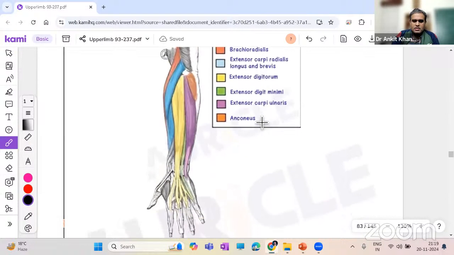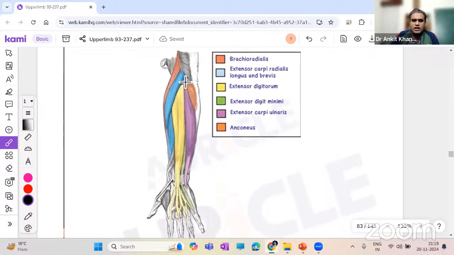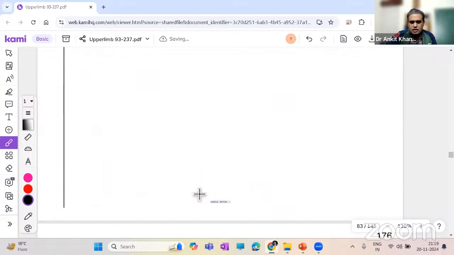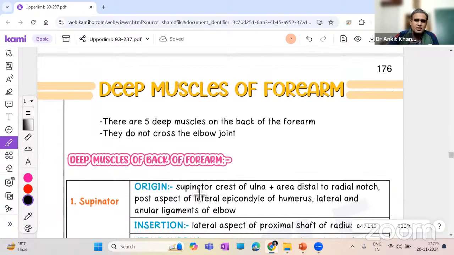Okay, then these are all the muscles that you can see. The brachioradialis right over here, let me label it. Then we have the ECRL and ECRB over here. Then you have this whole extensor digitorum. This will be the extensor carpi ulnaris, and the anconeus, which you have seen in the posterior arm. This is the anconeus over here. Some of these muscles, extensor digiti minimi over here. So you can see all these muscles. Then we can also see some of the deeper muscles. What muscles are left are deeper muscles.